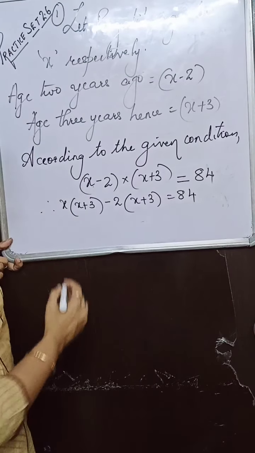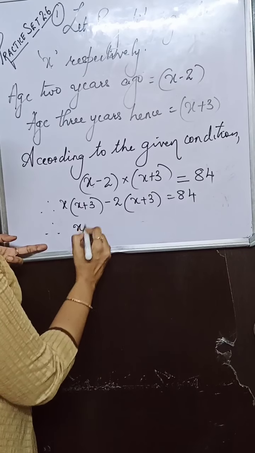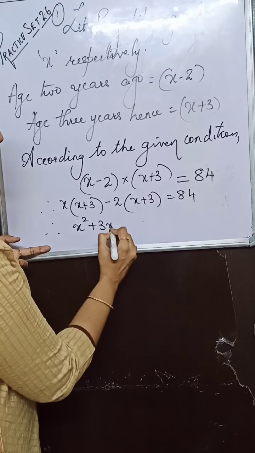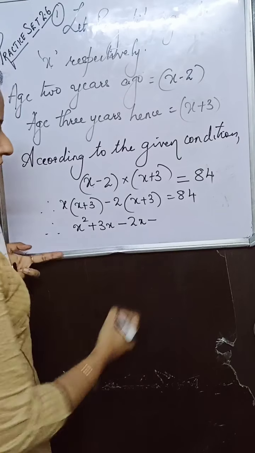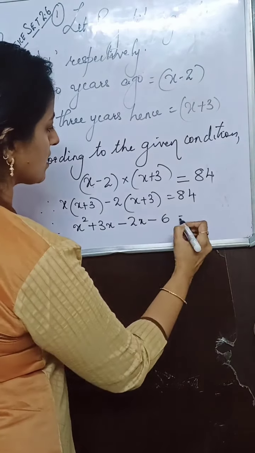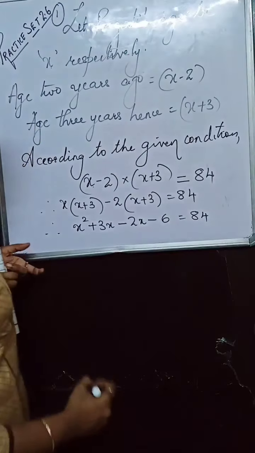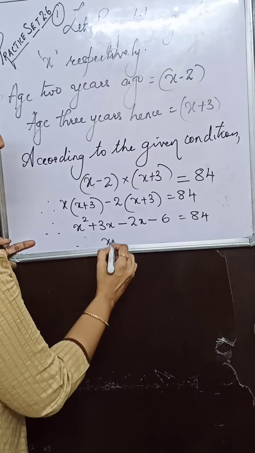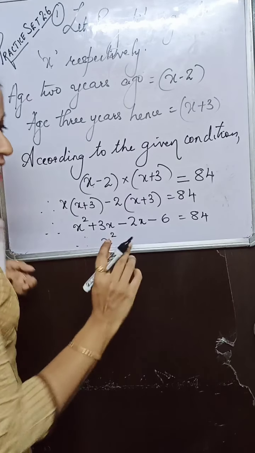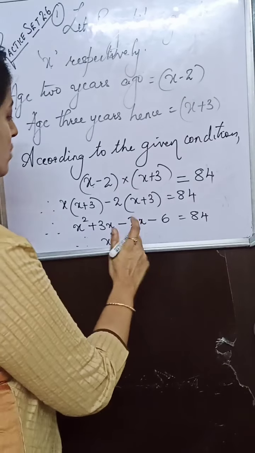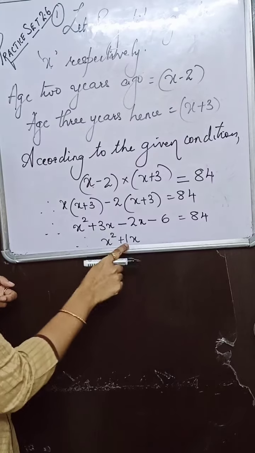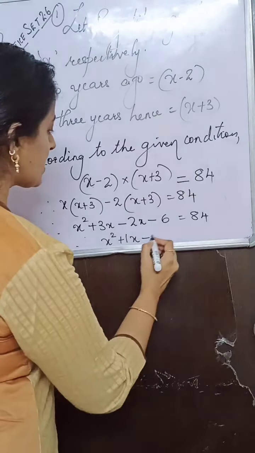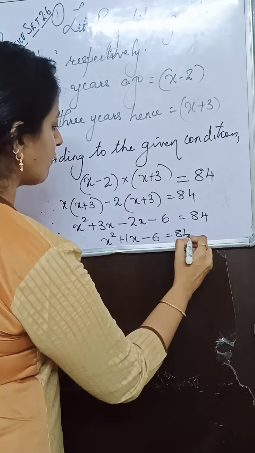Therefore, always put a therefore. This will be X square plus 3X minus 2X minus 6, because minus 2 times 3 is 6, equal to 84. Solve it further, you get X square plus 3X minus 2X will be plus 1X because 3 is the bigger number, sign is plus. Minus 6 equal to 84.